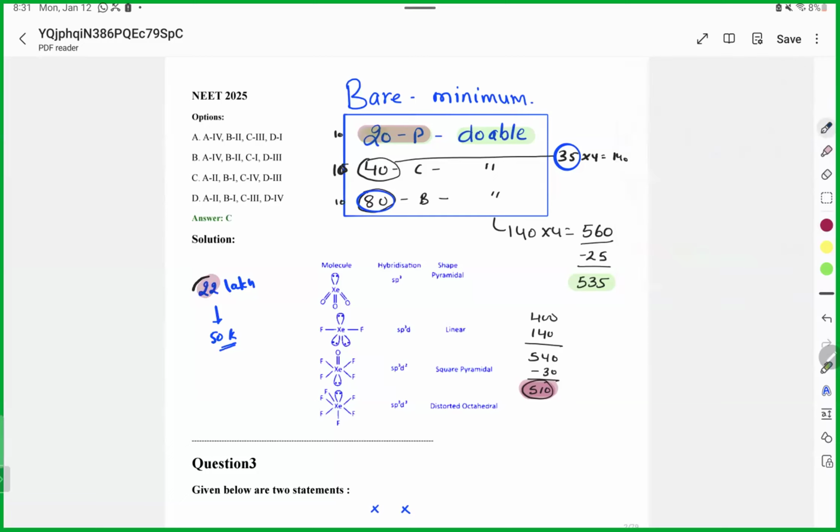So if you compare this number, what is 1% of 22 lakh? 22,000. What will be 2% of this? 44K. Imagine, I said 95. In reality, 98% of people do not study properly. They just increase the crowd.